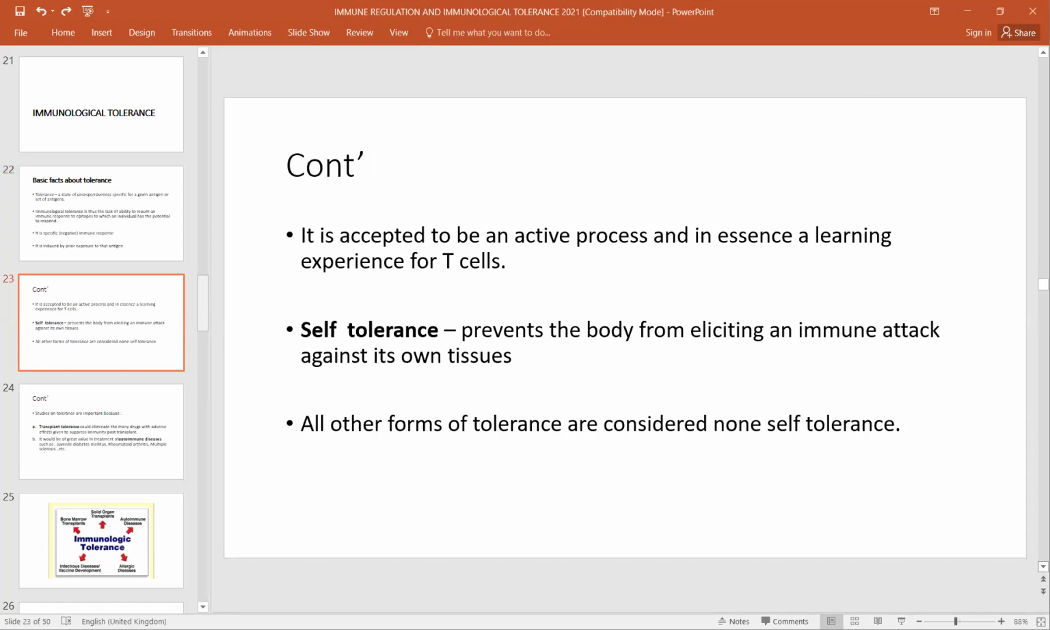It is accepted to be an active process and in essence, a learning experience for T cells. So, by way of explanation, in the intrauterine life, the body must undergo specific immune evaluation such that it does not respond to self-tissues. Both these processes, or this education process, or the process by which we actually initiate prevention of destruction by immune cells, occurs in the bone marrow and in the thymus. In the thymus, it is for T cells. In the bone marrow, it is for B cells.